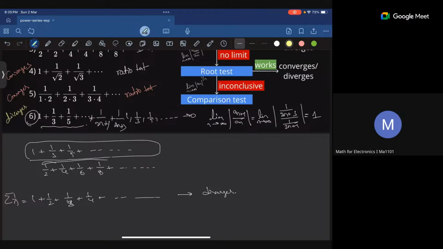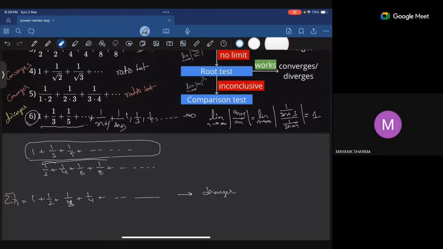Any suggestions? So the thing is, definitely the ratio test and the root test will fail here. So we will be left with no other choice than to use the comparison test. But we have to come up with such a series which will diverge and is also smaller than each of these terms. Okay, so if the smaller series itself diverges, then we will claim that the larger series will diverge. Okay, so maybe you can come up with that series later.